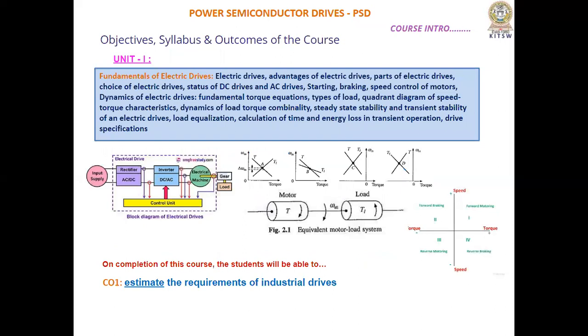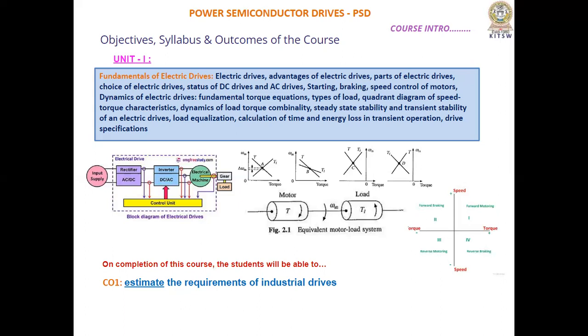Unit 1 is the fundamentals of electric drives. Before going to the control schemes, it is essential to know the meaning of an electric drive and the various components present in it. The two main important parts are the converter and the electrical machine. So you should know about the electrical machine, its operation, and how the motor speed or torque can be controlled. It is also required to know about the transient and steady state behavior of the motor.